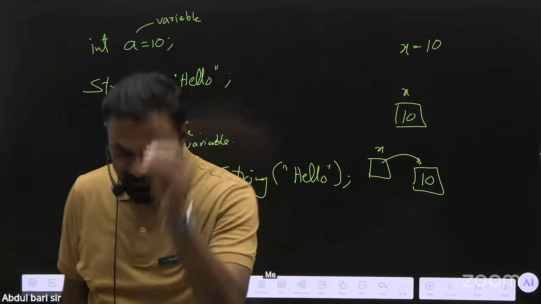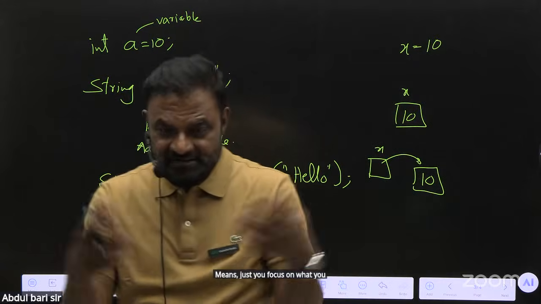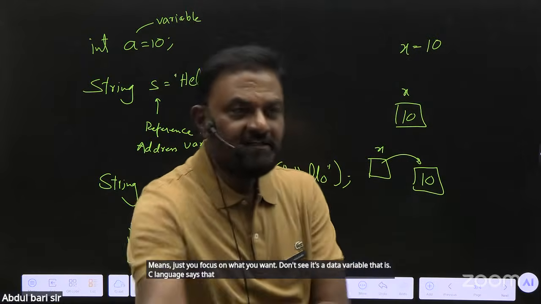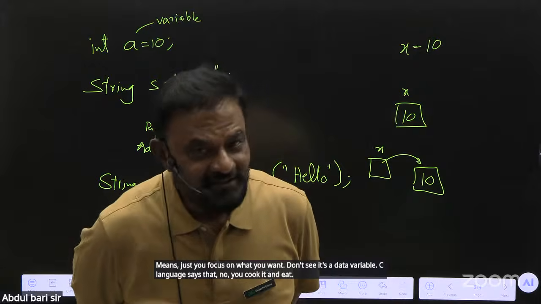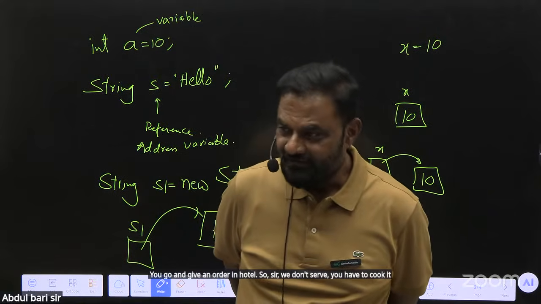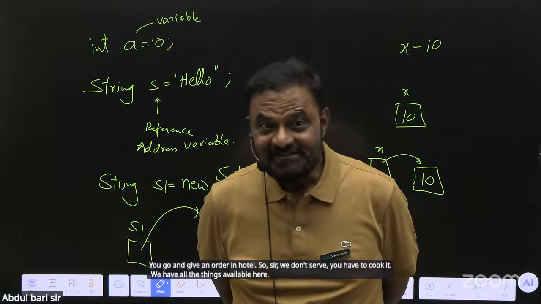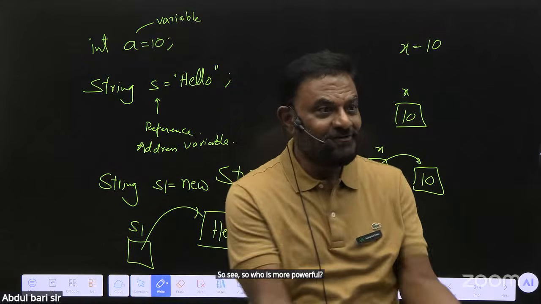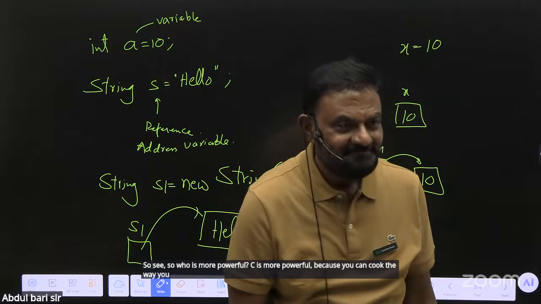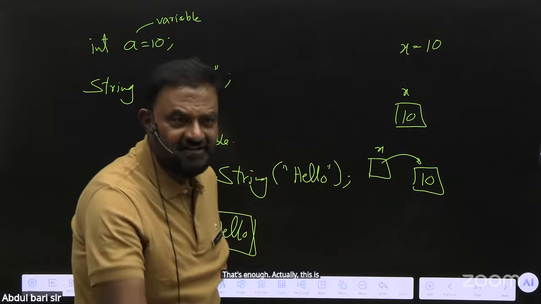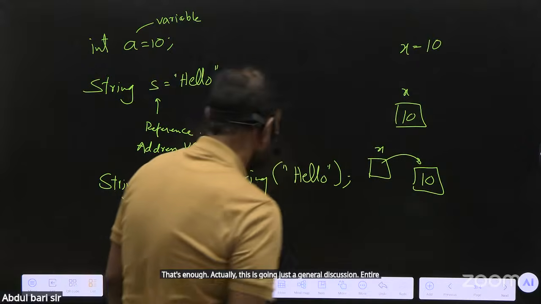Just focus on what you want; don't worry whether it's a data variable. C language says you cook it and eat. You go and give an order in the hotel, and they say, sir, we don't serve, you have to cook it, we have all the things available here. So who is more powerful? C is more powerful because you can cook the way you want. That's enough, this was just a general discussion.